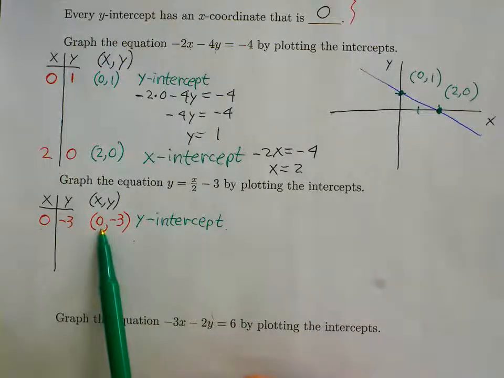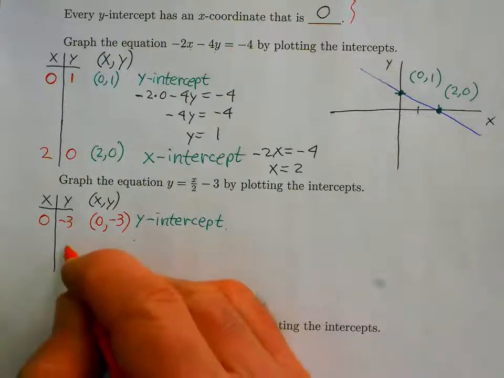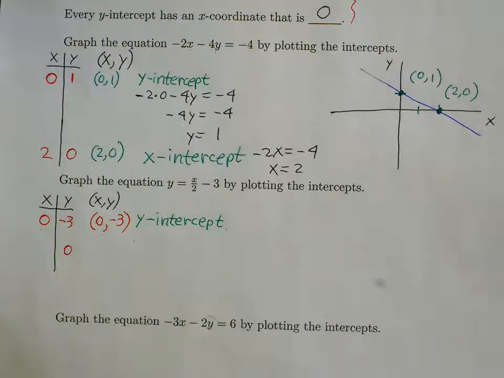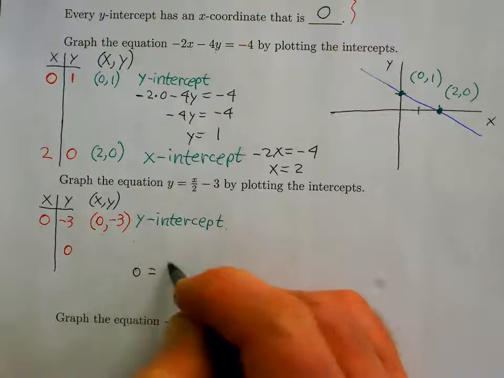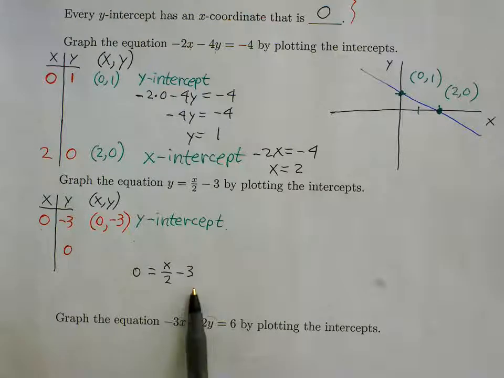It has an x-coordinate equal to 0, so it's the y-intercept. To find the x-intercept, this time we replace y with 0 and solve for x. This one's a little more involved. So in the equation, replace y with 0. We get 0 equals x divided by 2 minus 3, and then we solve this for x.